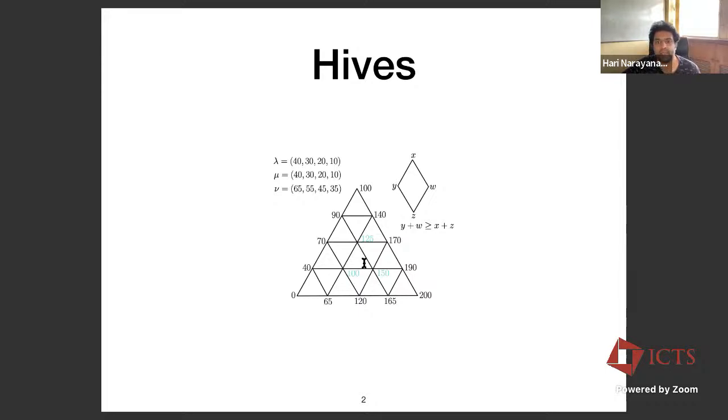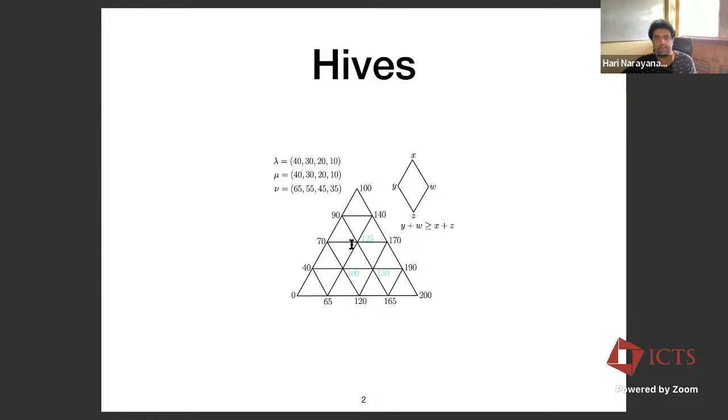So we do this for every triangle, and what we want is that the resulting surface, or the resulting function from this triangle to the reals, is a concave function. And this concave function condition will hold only if these rhombus inequalities are all satisfied. So what we are saying is that the piecewise linear extension of the function from the lattice points of this triangle to the integers forms a concave function. This is equivalent to saying that all the rhombus inequalities are satisfied.